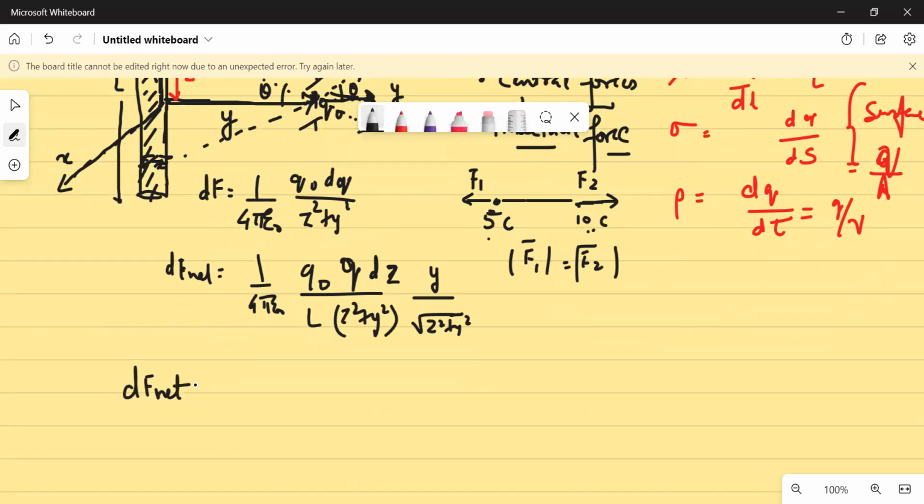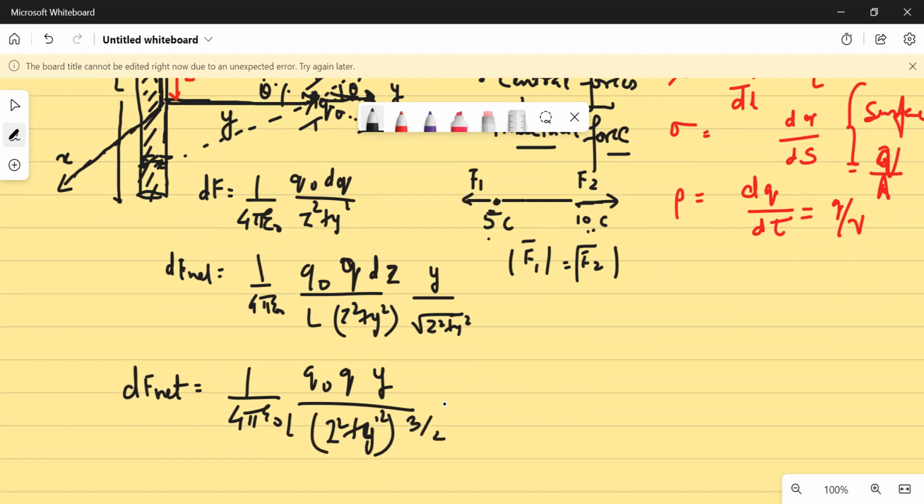Yes, sir. So the net force exerted on charge Q naught would be 1 upon 4 pi epsilon naught, and then Q naught into Q into y divided by (z square plus y square) raised to the power 3 by 2, and there would be L here, and I think there would be dz here. Is that clear? I think y would be here only. So y will be here. Okay, is that clear to you?